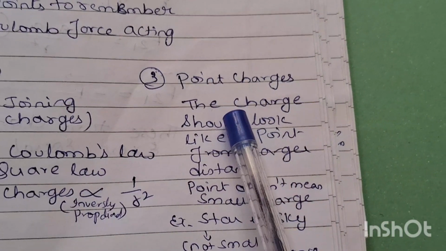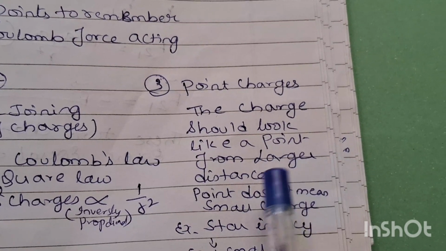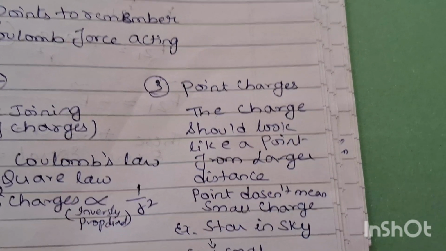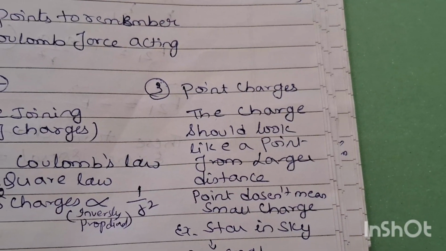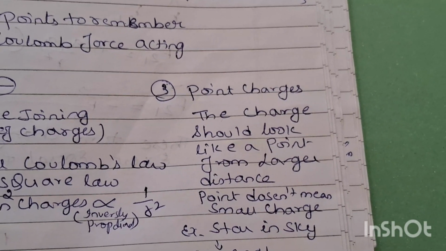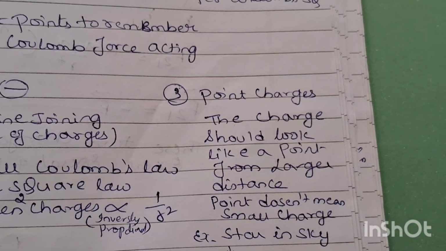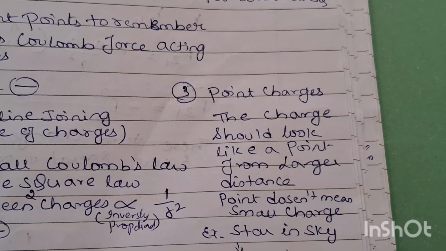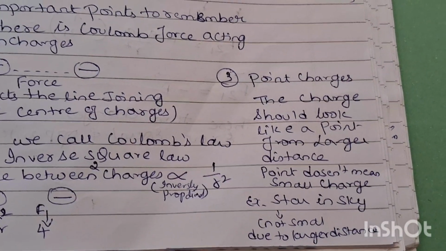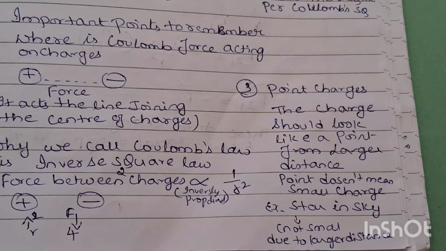Coming to point charges, the charges should look like a point from a larger distance. Point does not mean a small charge. If it is looking like a dot, it is not necessarily a smaller one. For example, if you see the stars in the sky, they look very tiny, but they are very huge and large. The reason is that we are far from them.